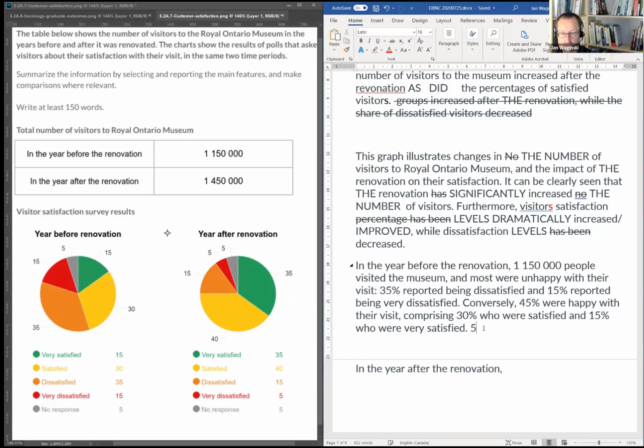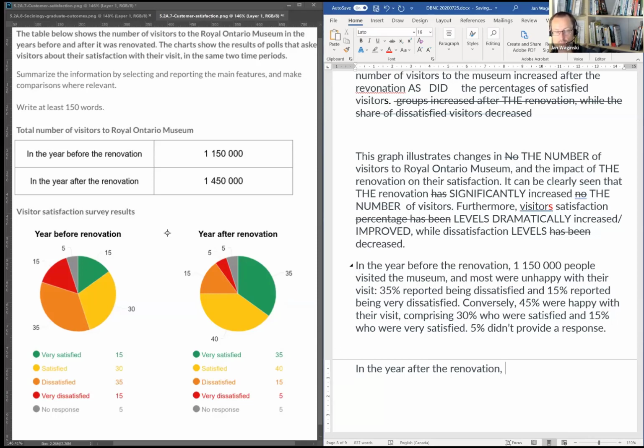What if we just start that sentence with 5%? How would you finish it? Very short sentence. 5% of the visitors didn't respond to the questionnaire or easy. 5% of visitors didn't respond. 5% didn't provide a response. Very short sentence.